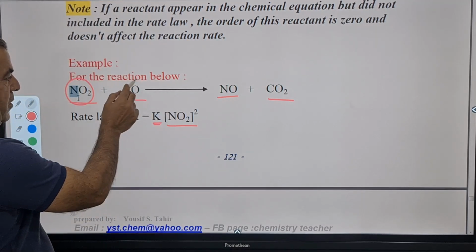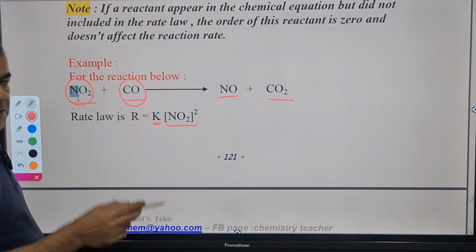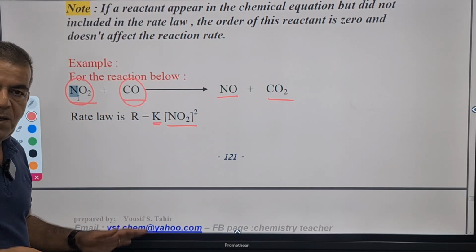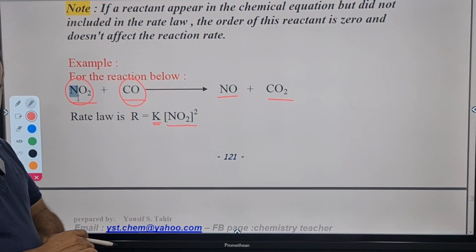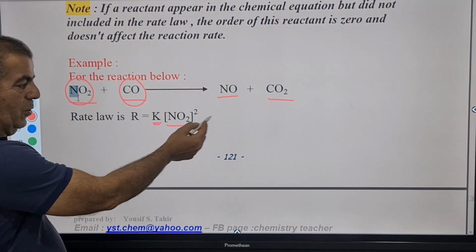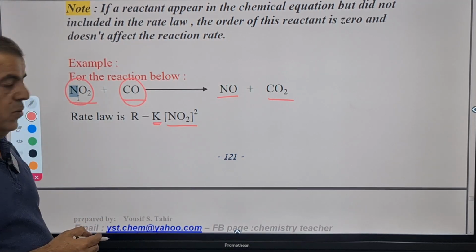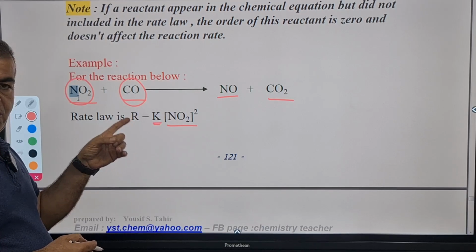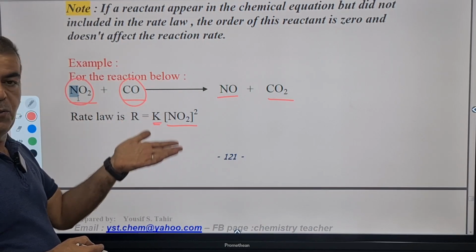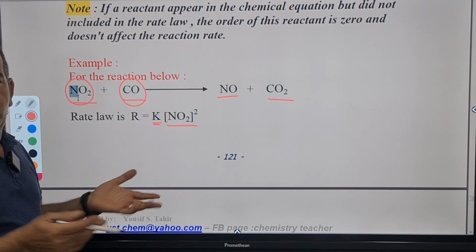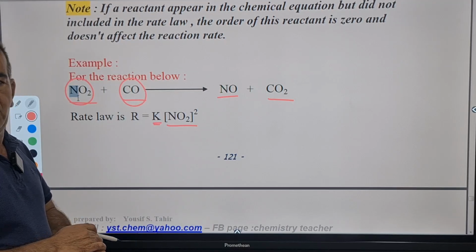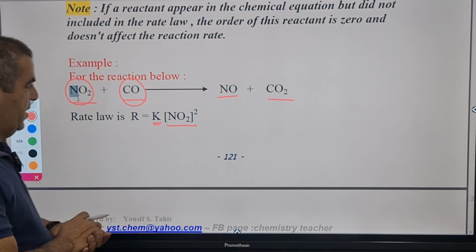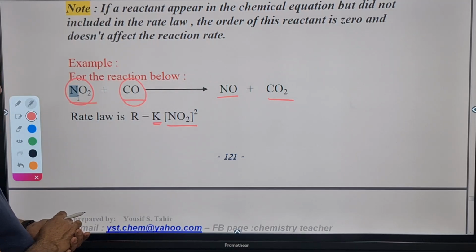But when doubling, tripling, or decreasing the concentration of CO, it doesn't affect the rate. Why? Because CO is not included in the rate law. So the order of CO is 0, and anything to the power of 0 equals 1. One multiplied by any variable equals the variable itself, the same amount.